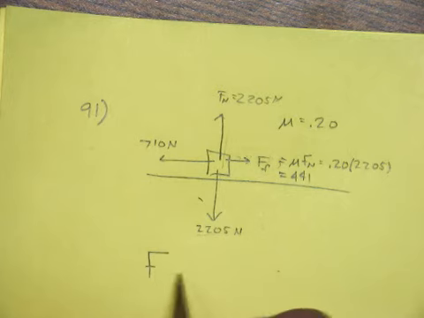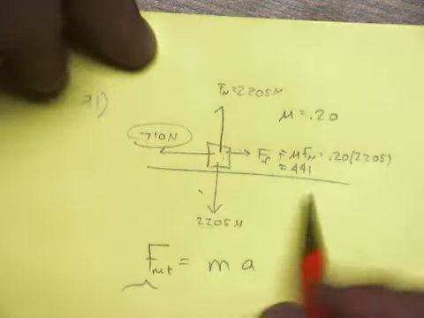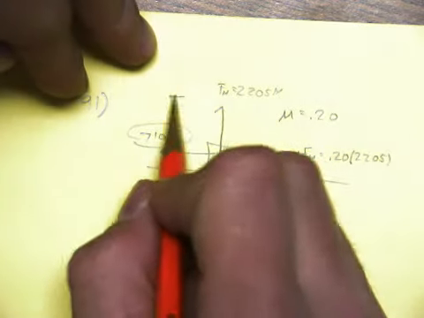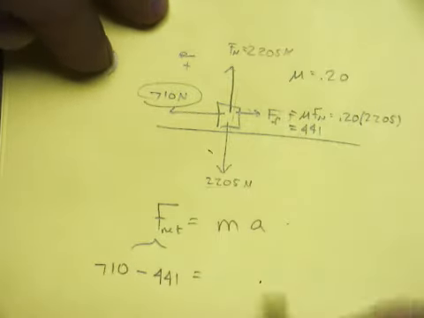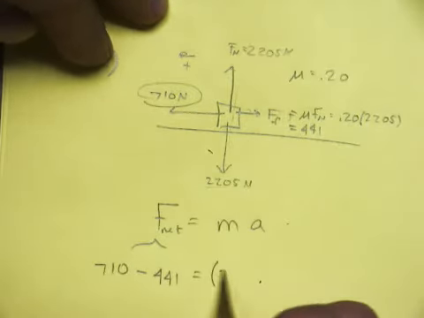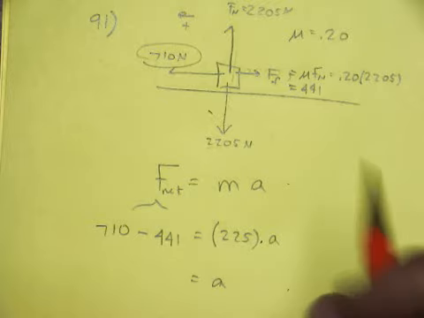Now, to figure out the acceleration, use F equals ma, but remember to use the net force. The net force is 710, and I'll say positive is this way, minus 441. The mass was 225, and the acceleration is unknown. Now I can solve for my acceleration. 710 minus 441 divided by 225 is 1.195, repeating, or 1.2.